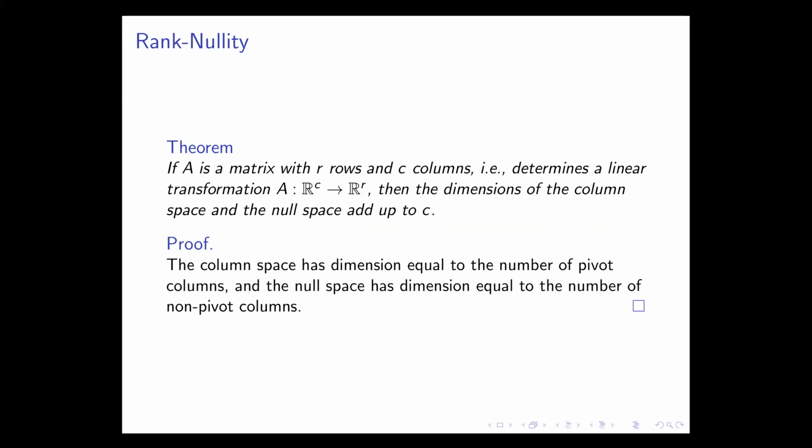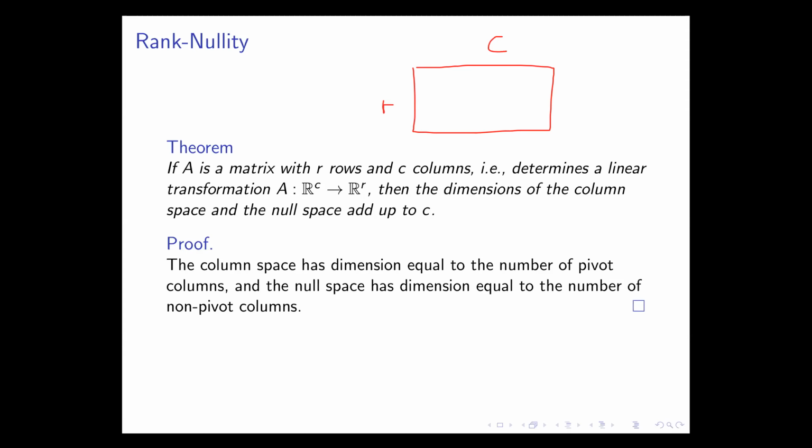Now, recall last time we talked about the null space, or kernel, and there's this statement that's called rank-nullity. So if A is a matrix with R rows and C columns, so it determines a linear transformation from C-dimensional Euclidean space to R-dimensional Euclidean space, then the dimensions of the column space and the null space add up to C.